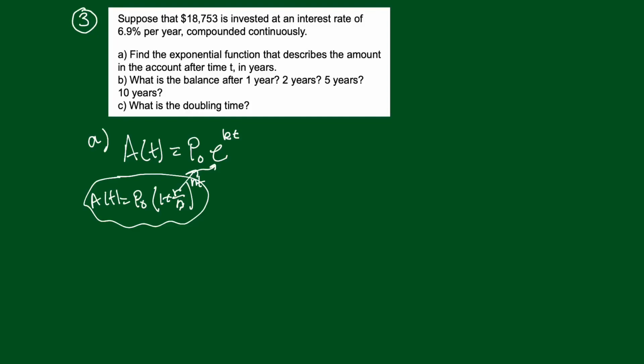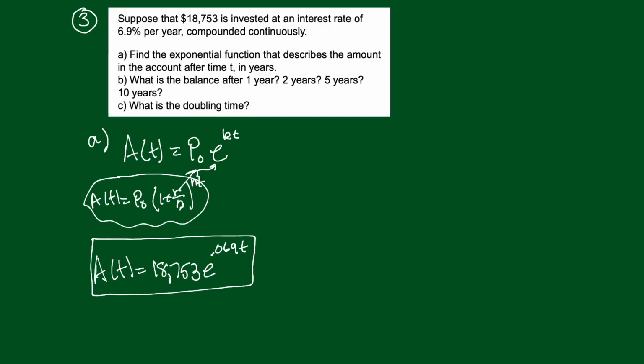So for us, we're going to have A of t is equal to, now the original amount is 18,753 e to the 0.069 t. So there is part A, that is our function.